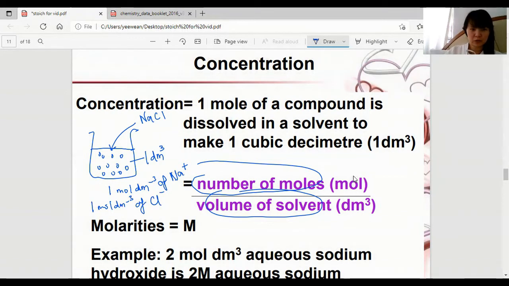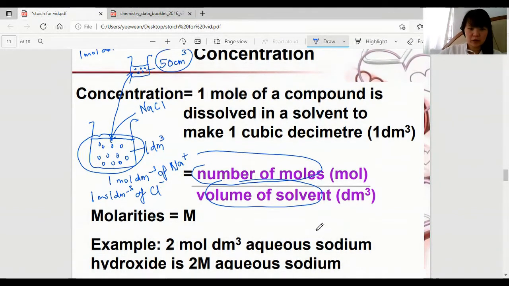If I were to pour some of this solution into a smaller beaker, say this is just 50 cm³, it is still going to be 1 mole per dm³ because I did not dilute the solution here. It's still the same solution. The concentration didn't change, but now there's less volume of it. So there would be fewer moles in this smaller beaker.